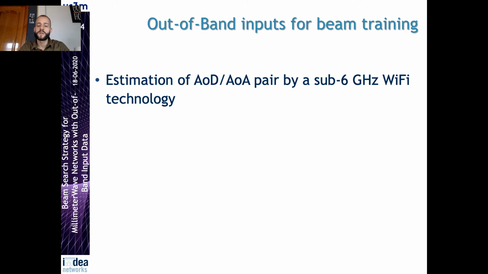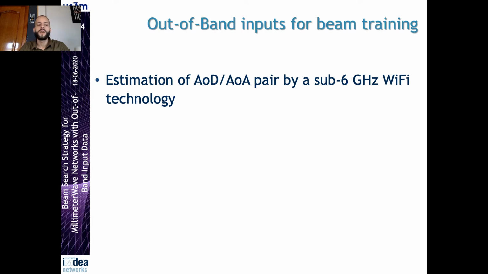Okay, after seeing the beam training, what we propose here is to speed it up, as I said, using context information, more specifically the estimation of the angle of departure and angle of arrival pair by using sub-6 GHz Wi-Fi technology, which is possible, of course, in a multi-band device.